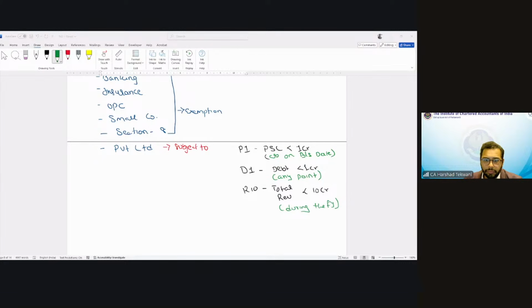Only reserves and surplus, sir. Only reserves and surplus. Fine. Anyone else? What will paid up share capital include?